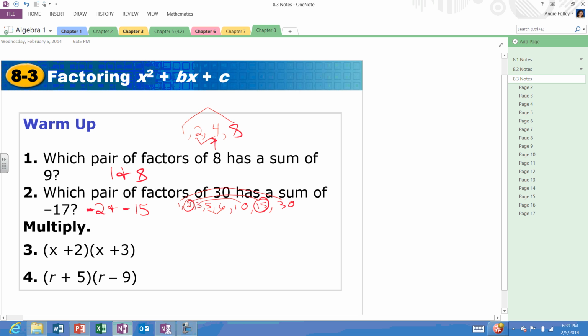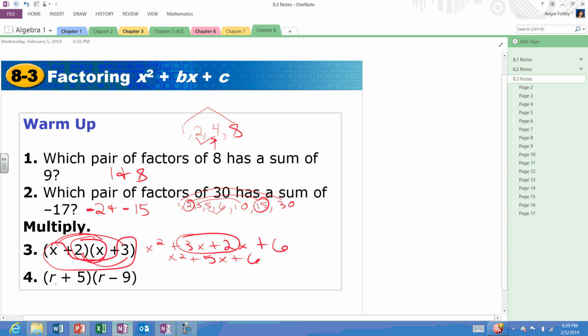Okay, and then this last part of the warm-up wants us to FOIL, so we're going to multiply. So I'm going to get x squared plus 3x plus 2x plus 6. And notice, again, we've got to combine our like terms, so we get x squared plus 5x plus 6. And again, as you guys get faster with this, you can start combining the inner and outer terms into one step if you want.